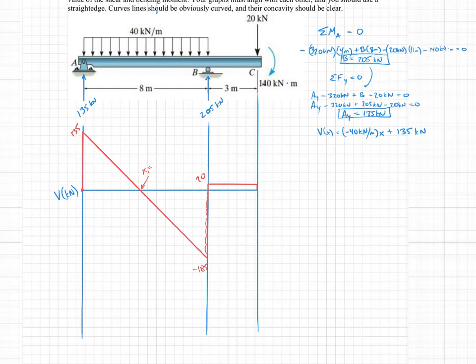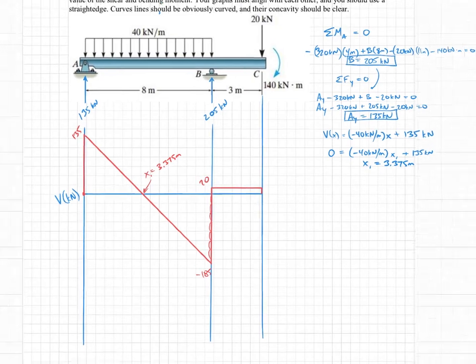So if we solve for when the shear is 0, shear is 0 at what I'm going to call x1: negative 40 kilonewtons per meter, times x1, plus 135 kilonewtons. If you solve that, you're going to get x1 equal to 3.375 meters. So this is going to be 3.375 meters.